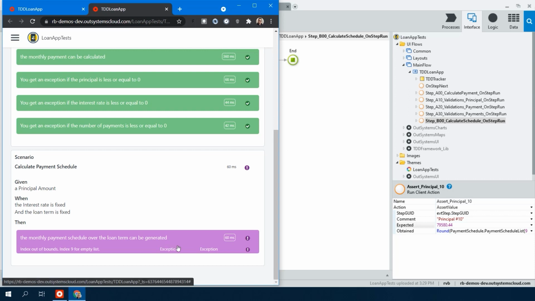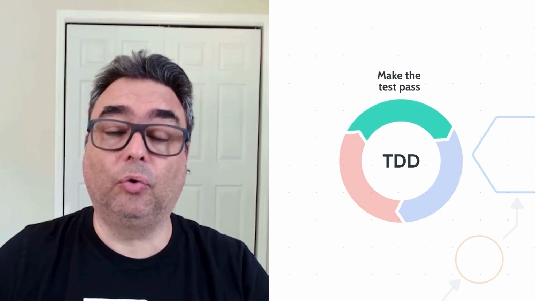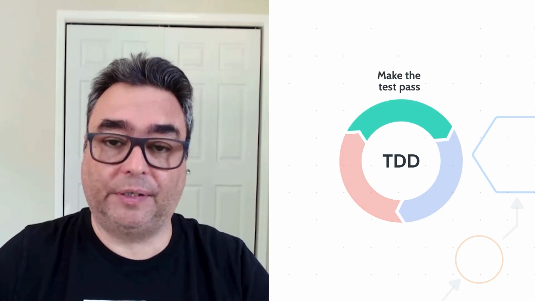Now, it didn't fail exactly the same way that it failed before with the red condition. It's failing because it's getting an exception. I am trying to read item number 9 of an empty list so that it's going obviously to throw an exception. However, it is not the exception that I'm expecting. Let's now go into the green step and fix our code.